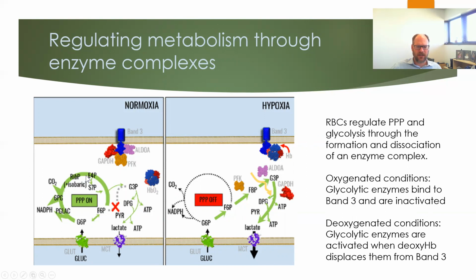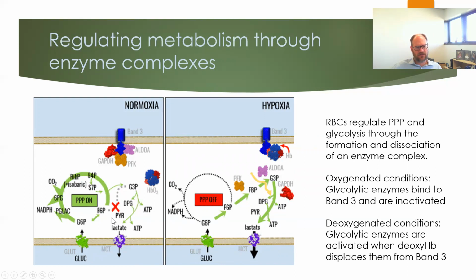Now, under oxygenated conditions, the red blood cell needs to produce a lot of NADPH to fight oxidative damage. Under deoxygenated conditions, the red cells need to produce a lot of ATP because it gets squeezed through the capillaries and they actually leak ATP in the process, so they need to synthesize a lot of ATP.